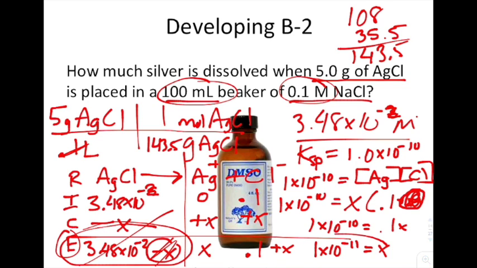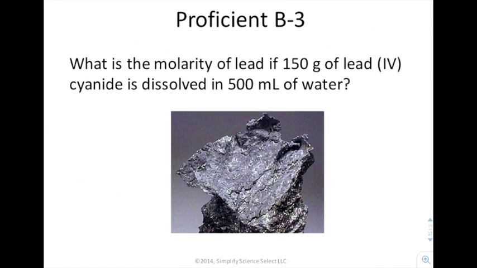Now remember, x represented how much silver is dissolved, so I could say that this is 1 times 10 to the minus 11th molarity of silver. Now this is a tough question, and we will spend a lot more time working with something complicated like this. This one's a little bit easier.